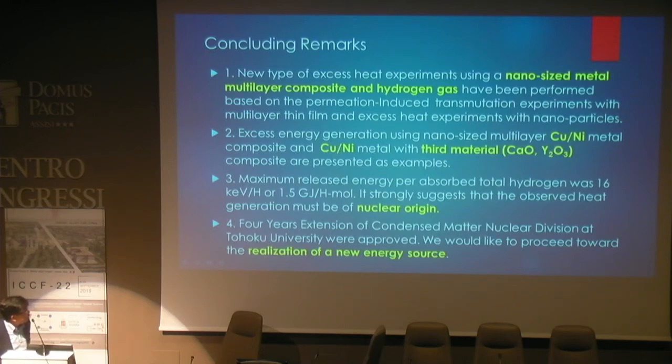Maximum released energy per absorbed total hydrogen was 16 keV, or 1.5 gigajoule per hydrogen mole. It strongly suggests that the observed heat generation must be of nuclear origin. And a 4-year extension of the condensed matter nuclear division of Tohoku University was approved. We would like to proceed toward the realization of a new energy source.